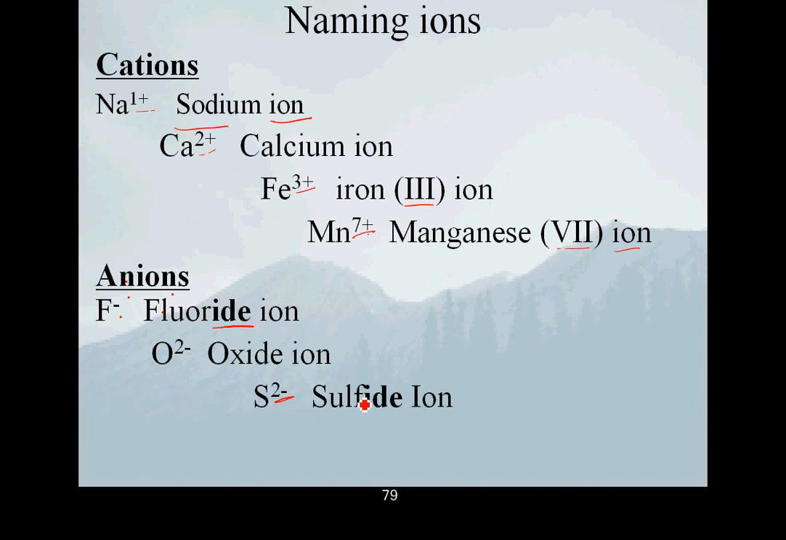And as I mentioned before, the nonmetals can be positive in charge. And so in this case, this would be a sulfur ion as a +6. So cations are just the name of the element followed by the word ion, and anions all end in -ide.